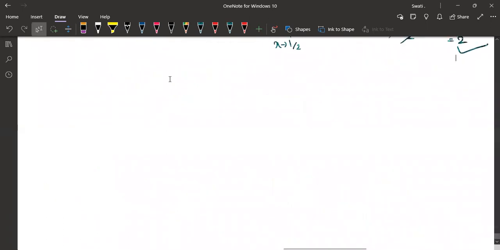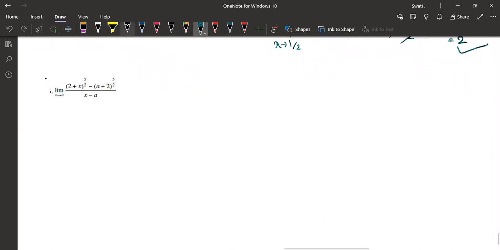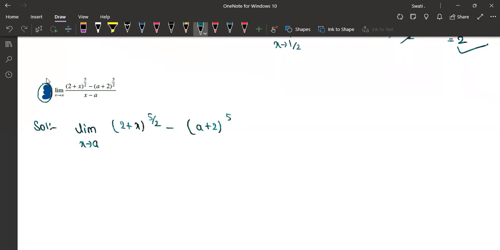So the next question is a little different from the previous two. Here in this question, basically we are going to use one formula. Okay, so this is question number 3. So let's start with the solution directly. We have here limit x tends to a, and this is 2 plus x raised to 5 by 2 minus a plus 2 raised to 5 by 2.